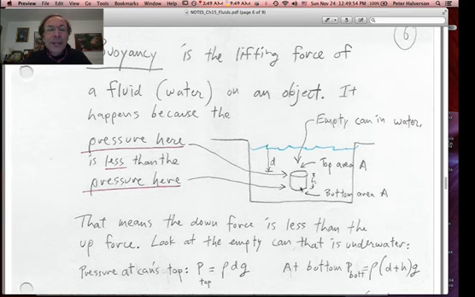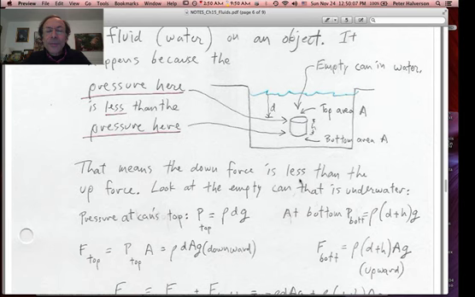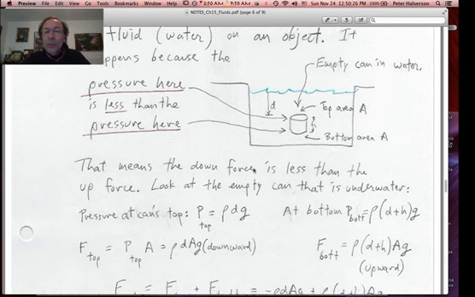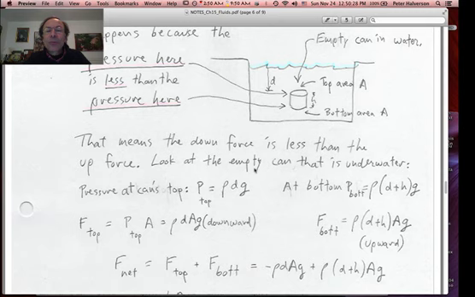In order to make this easier to explain, I'm going to make this a really simple object. It's like a beer can, an empty can filled with air, and it's in the water. The pressure on the top of the can is pushing down, and it is less than the pressure on the bottom of the can, which is pushing up. So basically the upward force is going to be greater than the downward force.